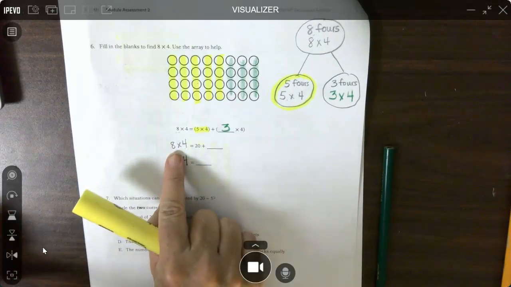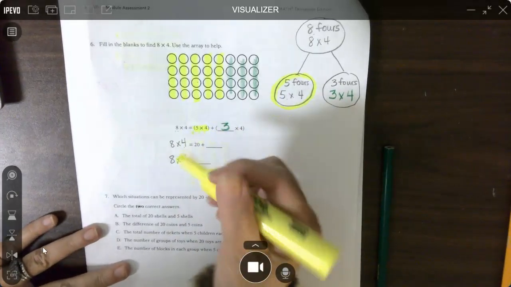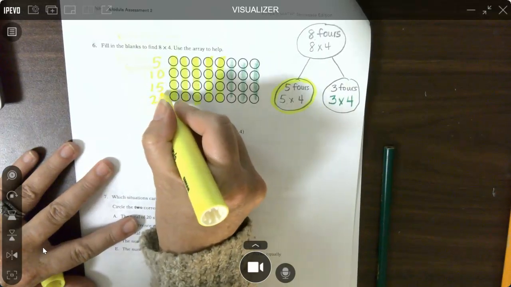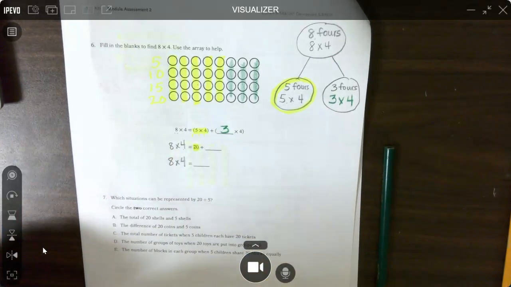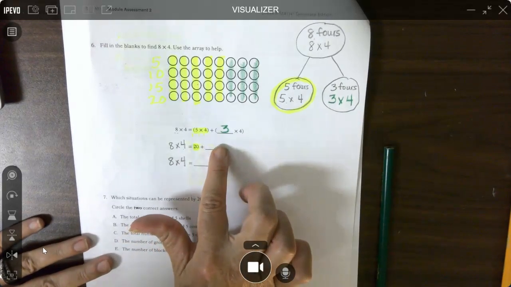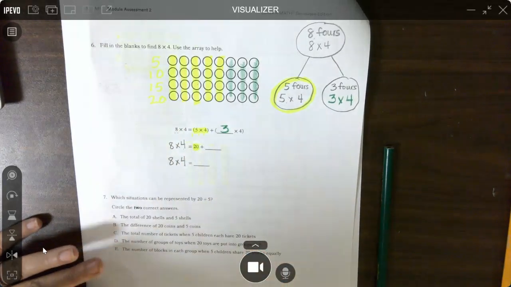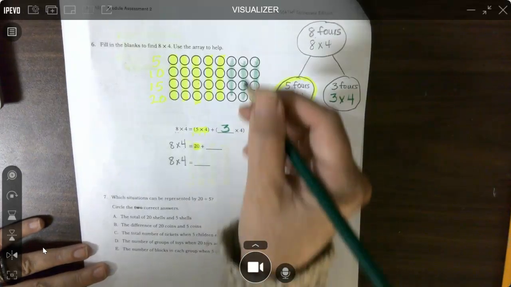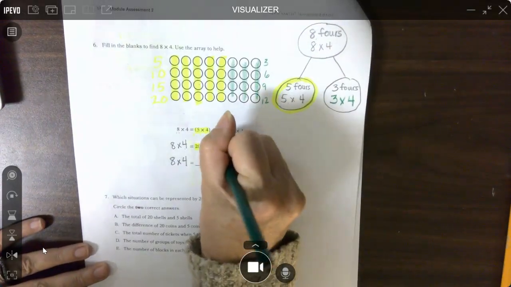Then we look underneath that. I still need to solve how much is 8 times 4. 5 groups of 4 was 5, 10, 15, 20, and that is this amount that they've already written in. One of the biggest mistakes I see is students just misunderstanding the blanks, and they might put the 20 here. So just paying attention to what they've already filled in for them. Then looking at 3 columns of 4 and counting that amount, 3, 6, 9, 12.